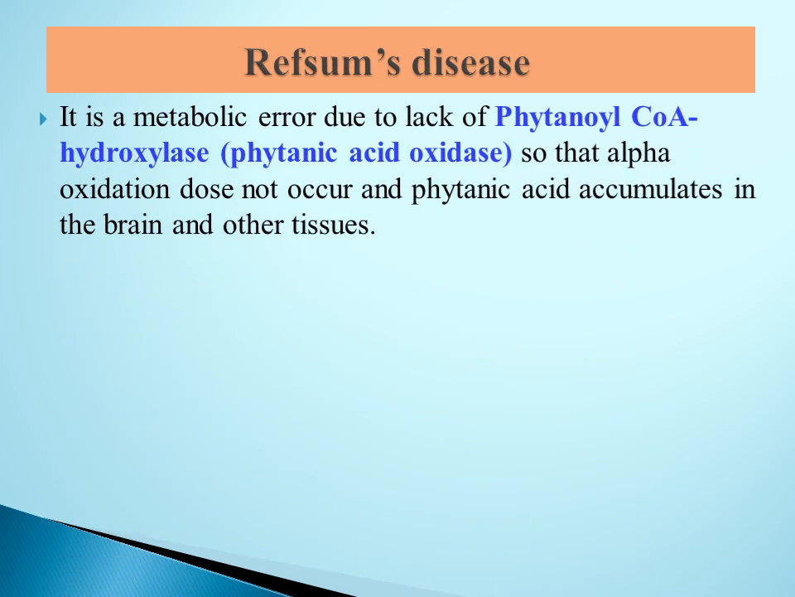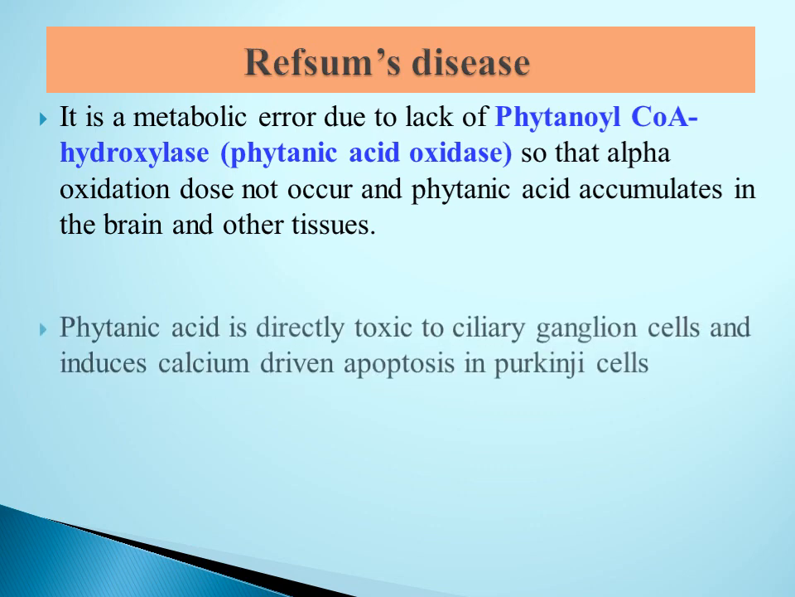Metabolic disorder of alpha oxidation of phytanic acid is Refsum's disease. Refsum's disease is developed due to lack of phytanoyl coenzyme A hydroxylase enzyme. This enzyme is also known as phytanic acid oxidase. Due to defect in this enzyme, alpha oxidation doesn't occur and phytanic acid accumulates in brain and other tissues.